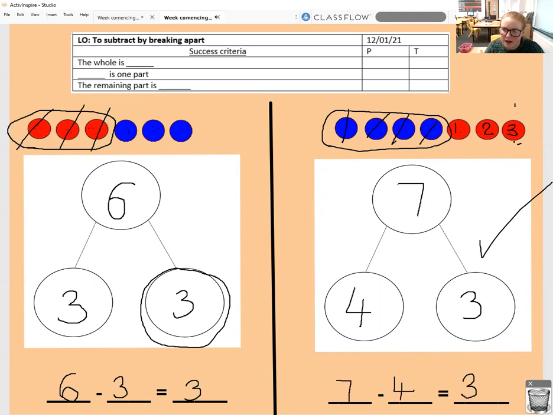If you've got that right, give it a tick. Make sure you send in your work at the end of this lesson.